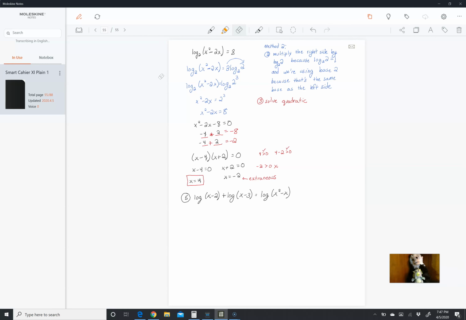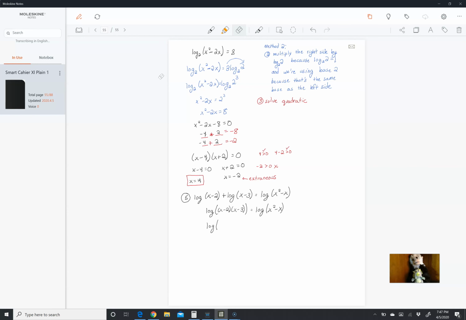And the bases are the same. Remember, you always want to check to make sure that the bases are the same. So we're going to condense on the left. On the left, we're multiplying x minus 2 times x minus 3. If you want to skip this step, that's okay. X minus 2 times x minus 3.